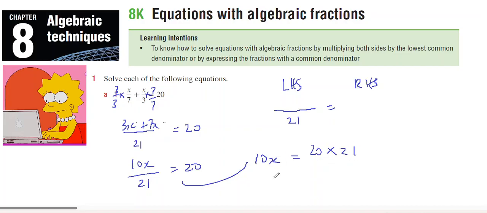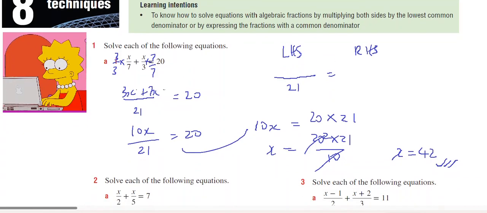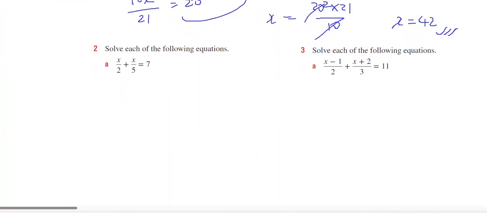I'm now going to move the 10 over and say x equals 20 times 21 divided by 10. 10 goes into 20 twice. 2 times 21, x equals 42 as being my answer. So first on the left-hand side, I needed to get lowest common denominators to combine those fractions.